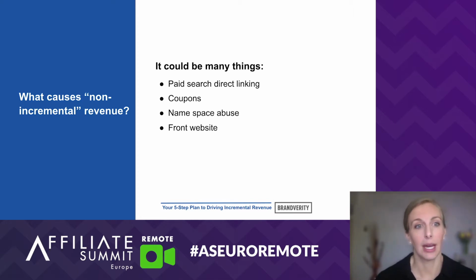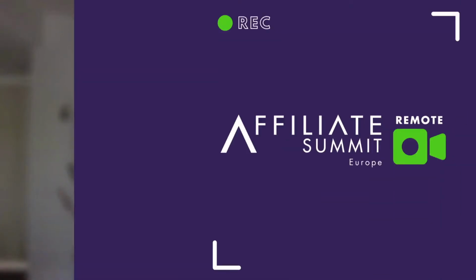The good news is that it's pretty easy to put some safeguards in place to ensure that your affiliate program is driving incremental revenue. But in order to do so, it's really important to understand what the risks are and what things could lead to that non-incremental revenue. And so what we'll cover are a few different potential pitfalls: paid search direct linking, coupons, especially revenue from unauthorized coupons, namespace abuse, and front websites.